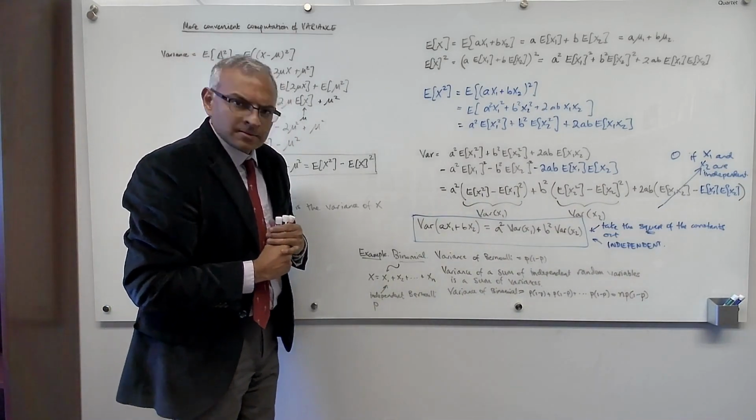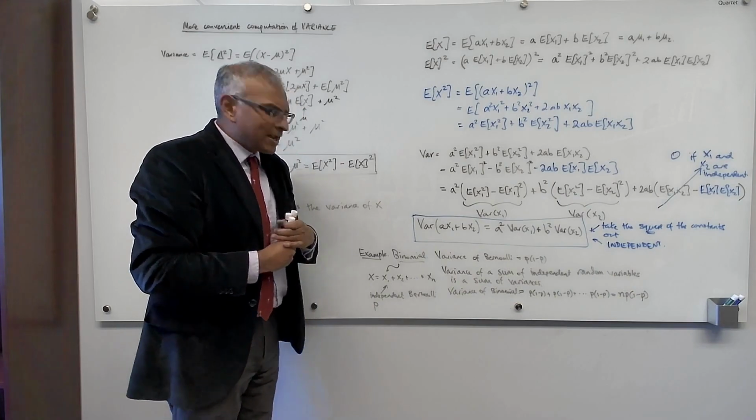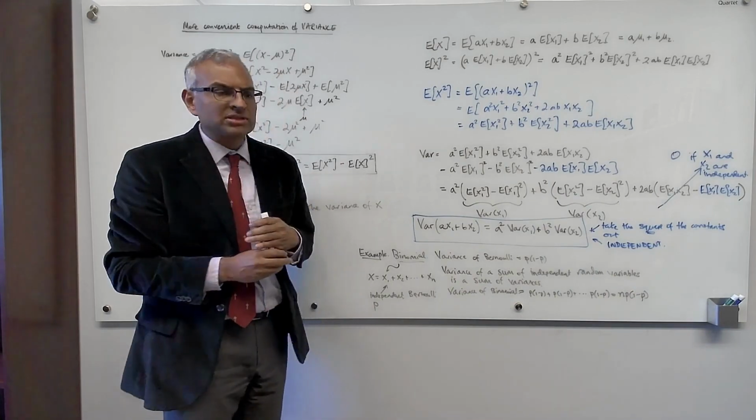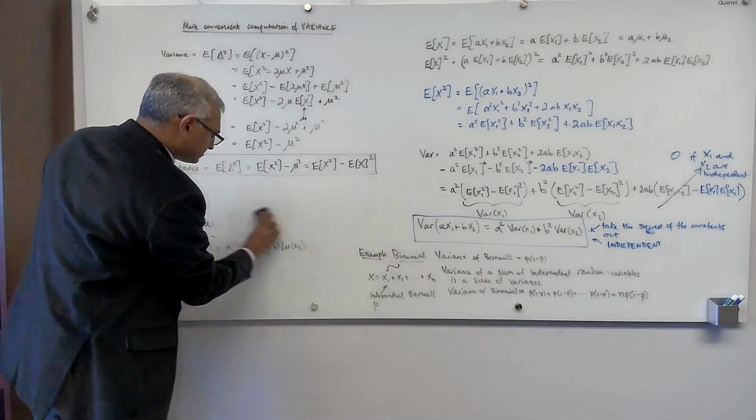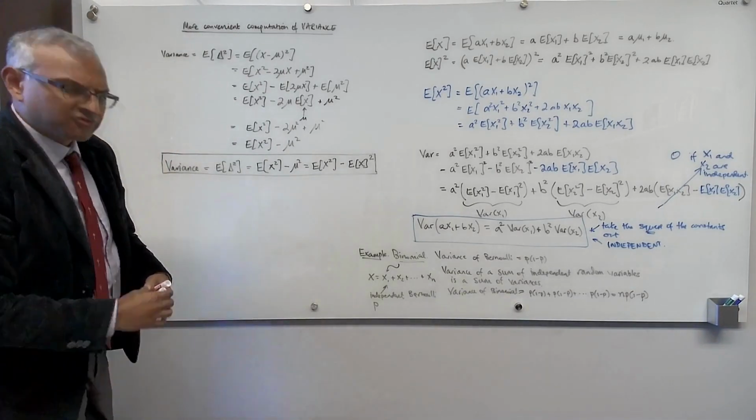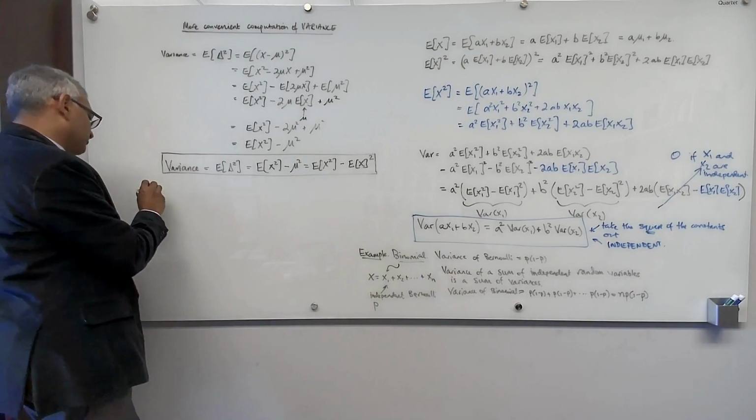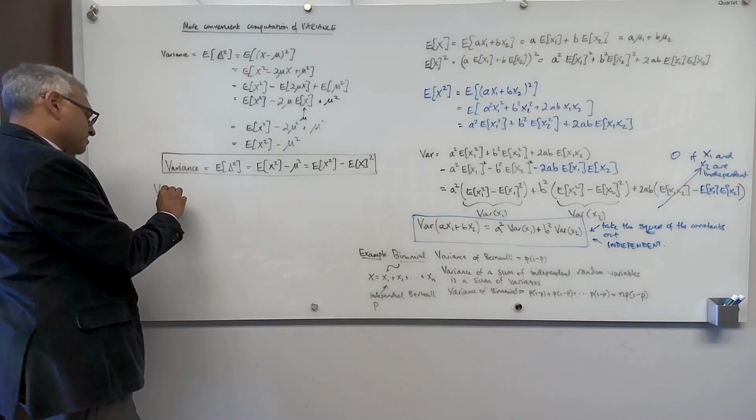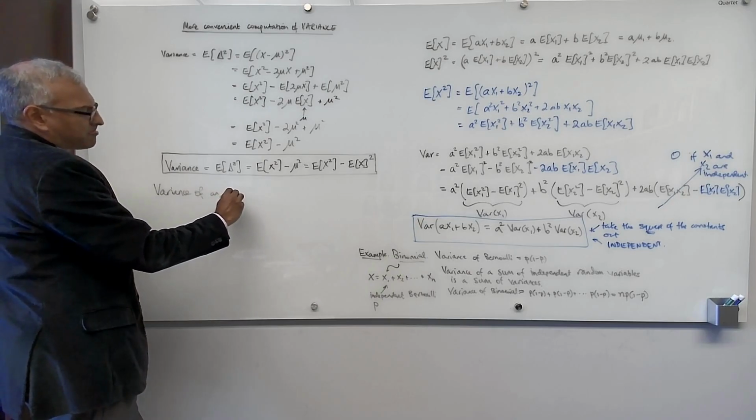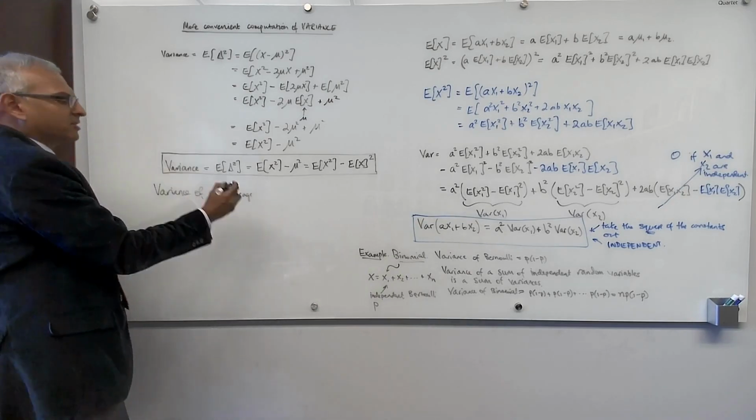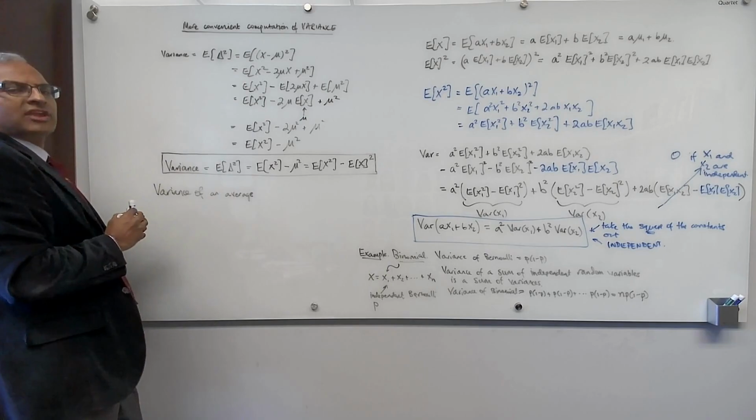Okay, let's just do one more example because it's an important example. The variance of an average. For example, at the very beginning of the class, we took the average of n dice rolls.